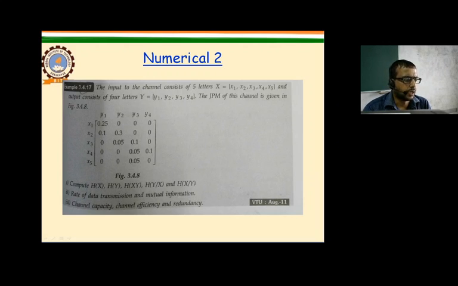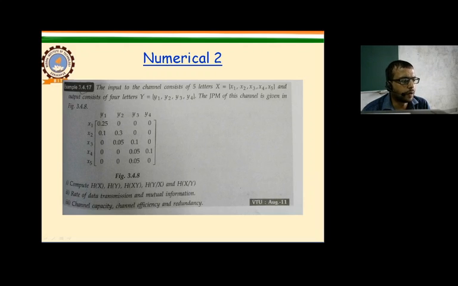Yesterday हमने कुछ parameters को find किया था, just like H(X), H(Y), joint entropy H(X,Y), conditional entropy H(Y|X) and conditional entropy H(X|Y), and mutual information. But in the second part there is also one more parameter, like rate of data transmission. Then third part, channel capacity, channel efficiency and redundancy.